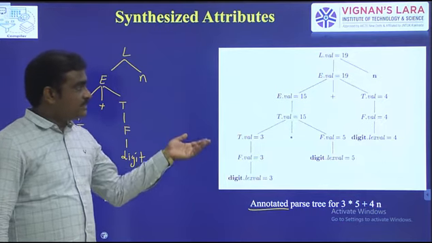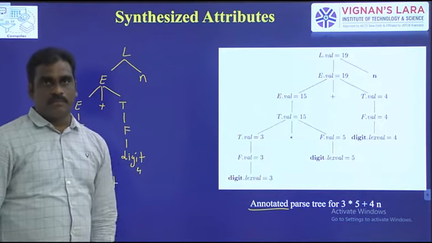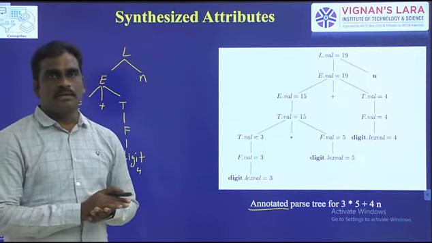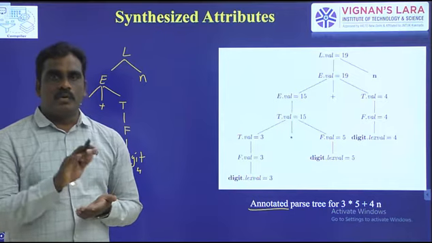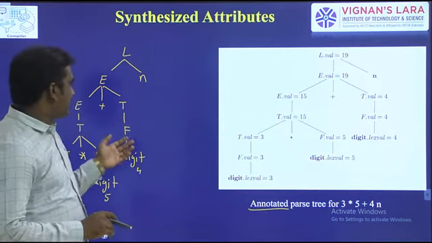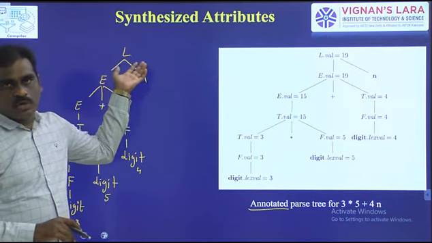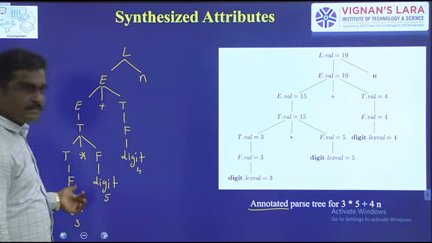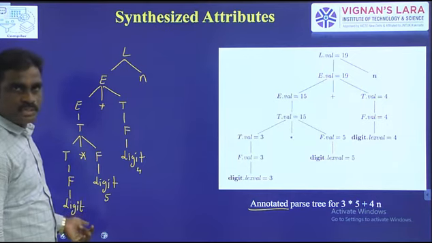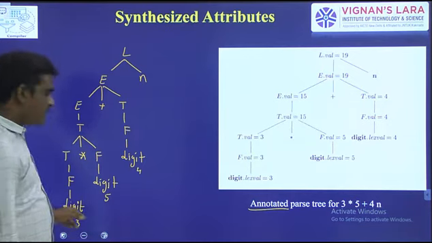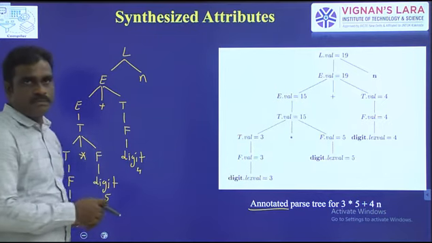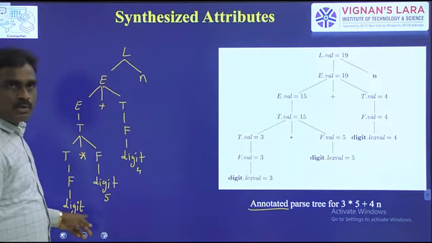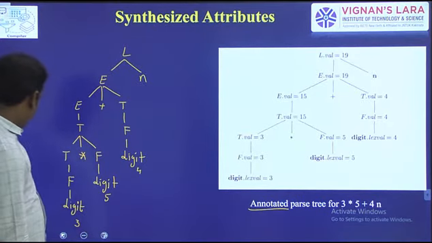This is also one of the examples for the synthesized attribute. So what is meant by synthesized attribute? In a synthesized attribute, we are concentrating on the children and the node itself, and that too in a bottom up approach. See, F to digit. It is a bottom up approach, because if you observe the last statement, F to digit, how to write this digit value?